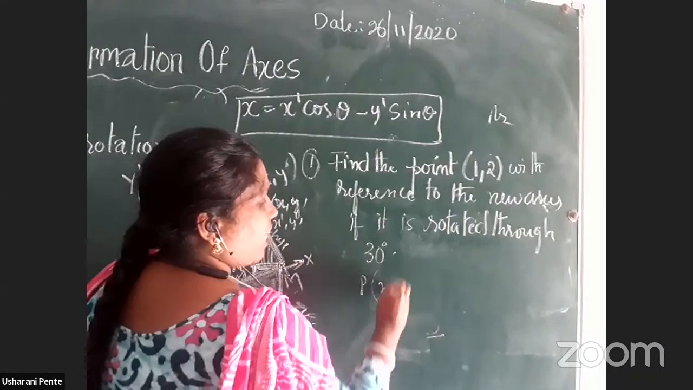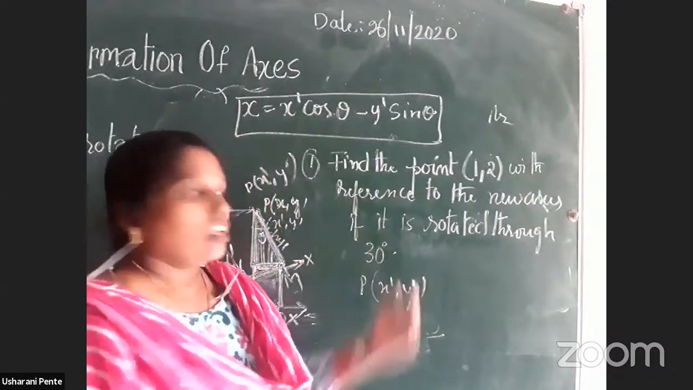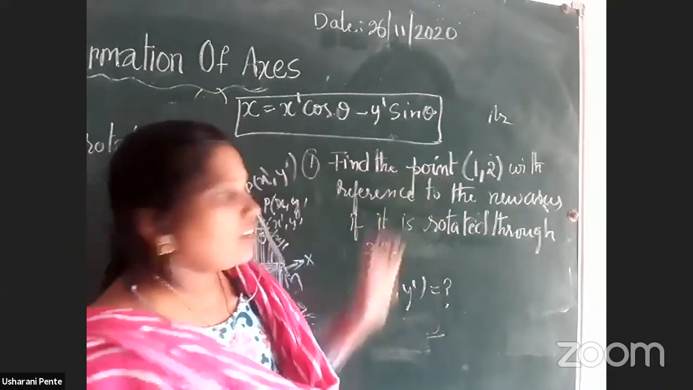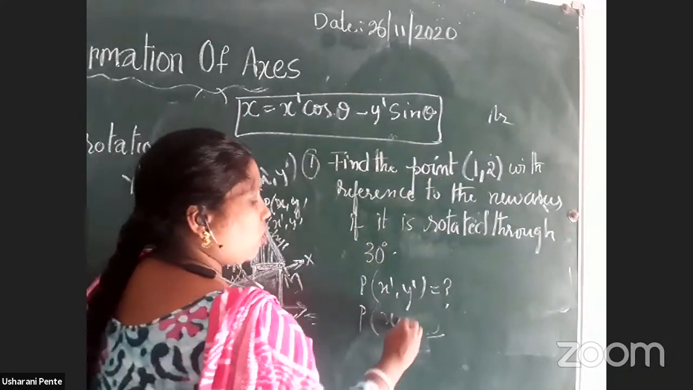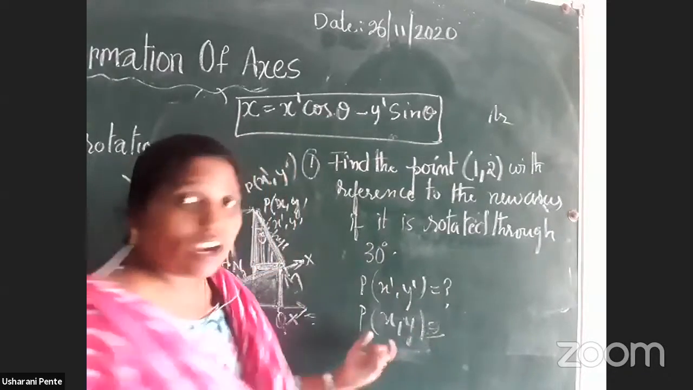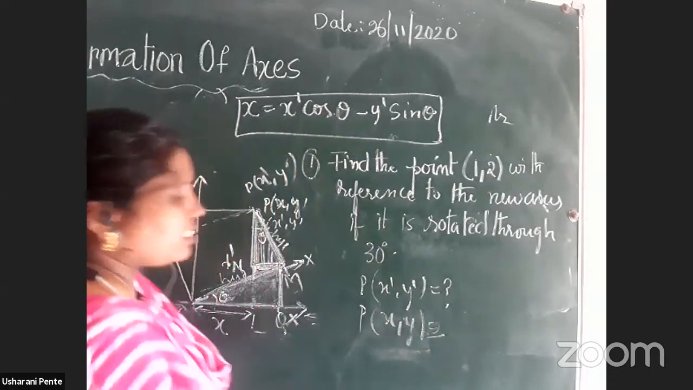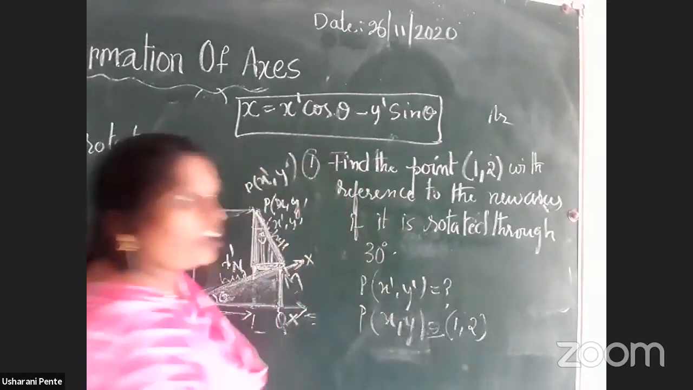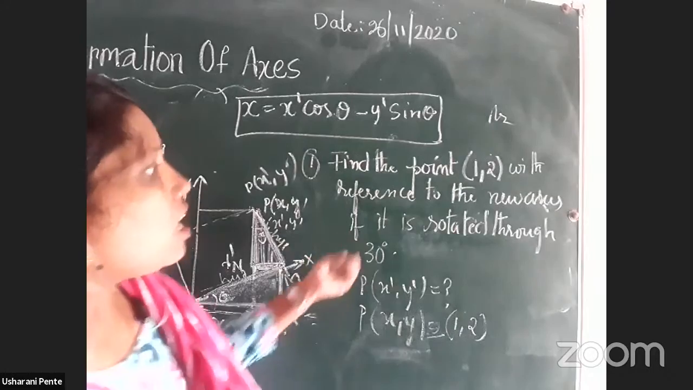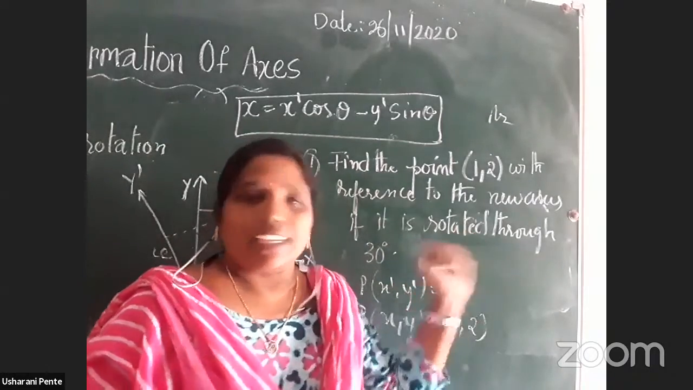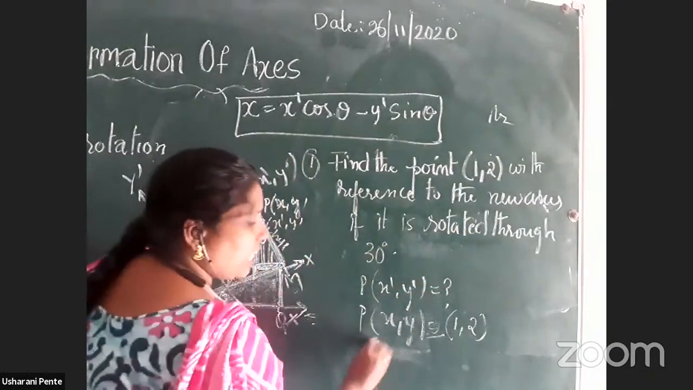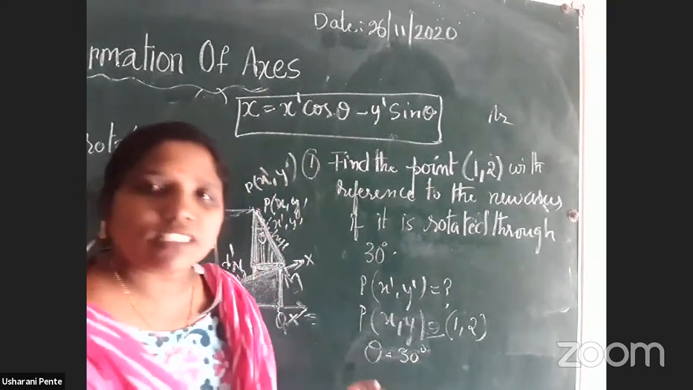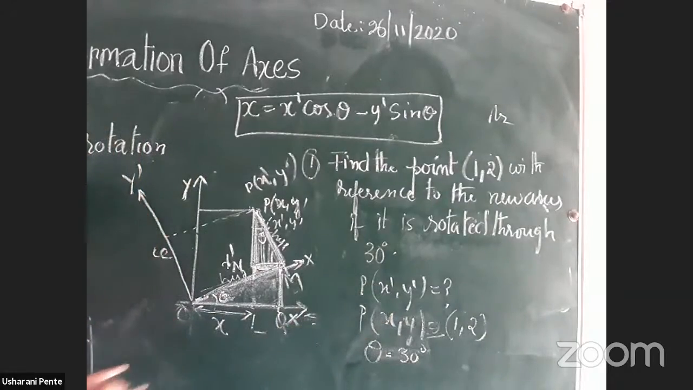We need to find P dash, that is x dash. They have given the point with respect to the original system, that is P of x comma y is equal to 1 comma 2. And they have also given the rotated angle, that is theta, which is equal to 30 degrees.